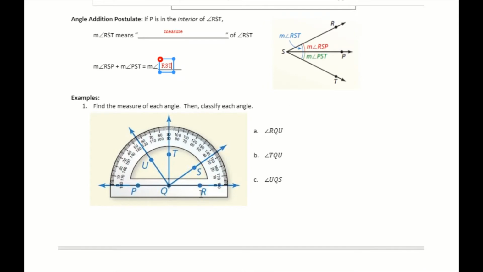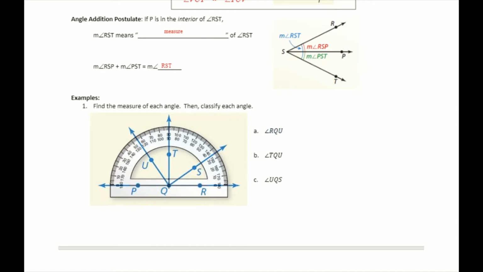Let's look at an example. Down here we've got what is known as a protractor. This is something that you may want to invest in for next year. It's very helpful to measure angles, and it's important that you know how to read it. So there's a couple of different ways we can identify these angles, and we will go back and classify them in a minute. But let's say we wanted RQU.